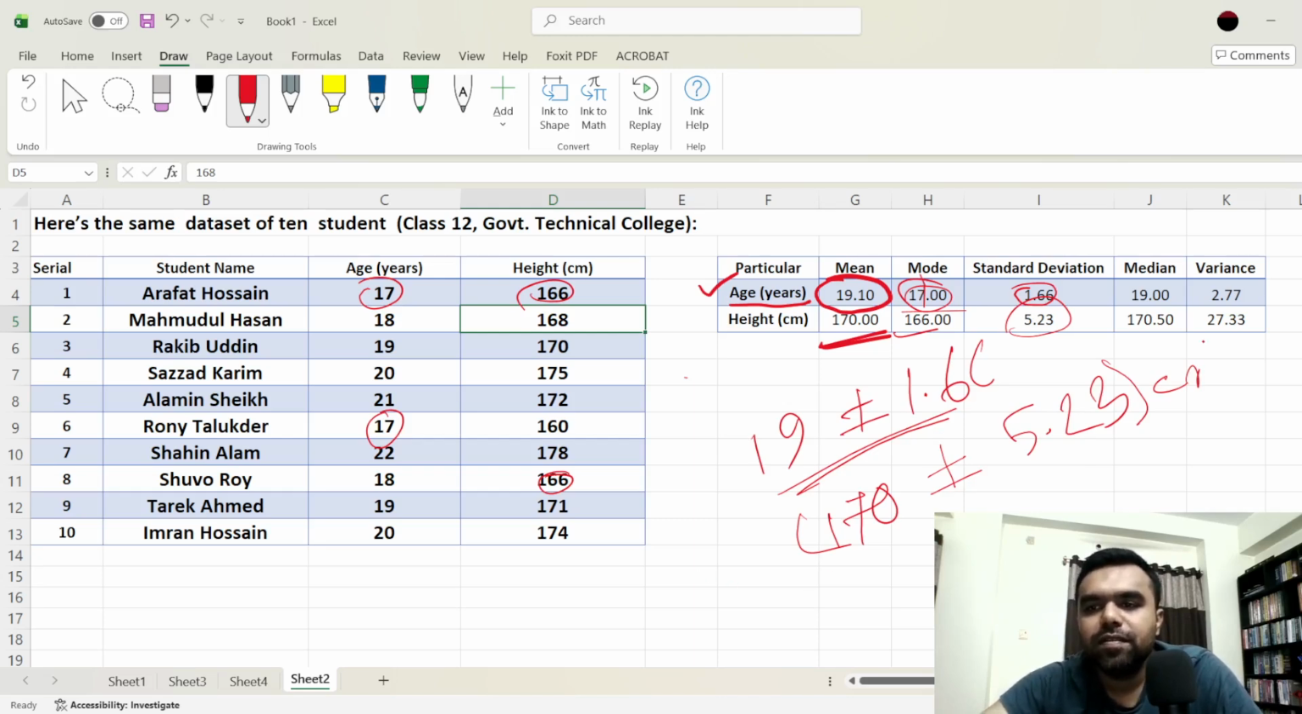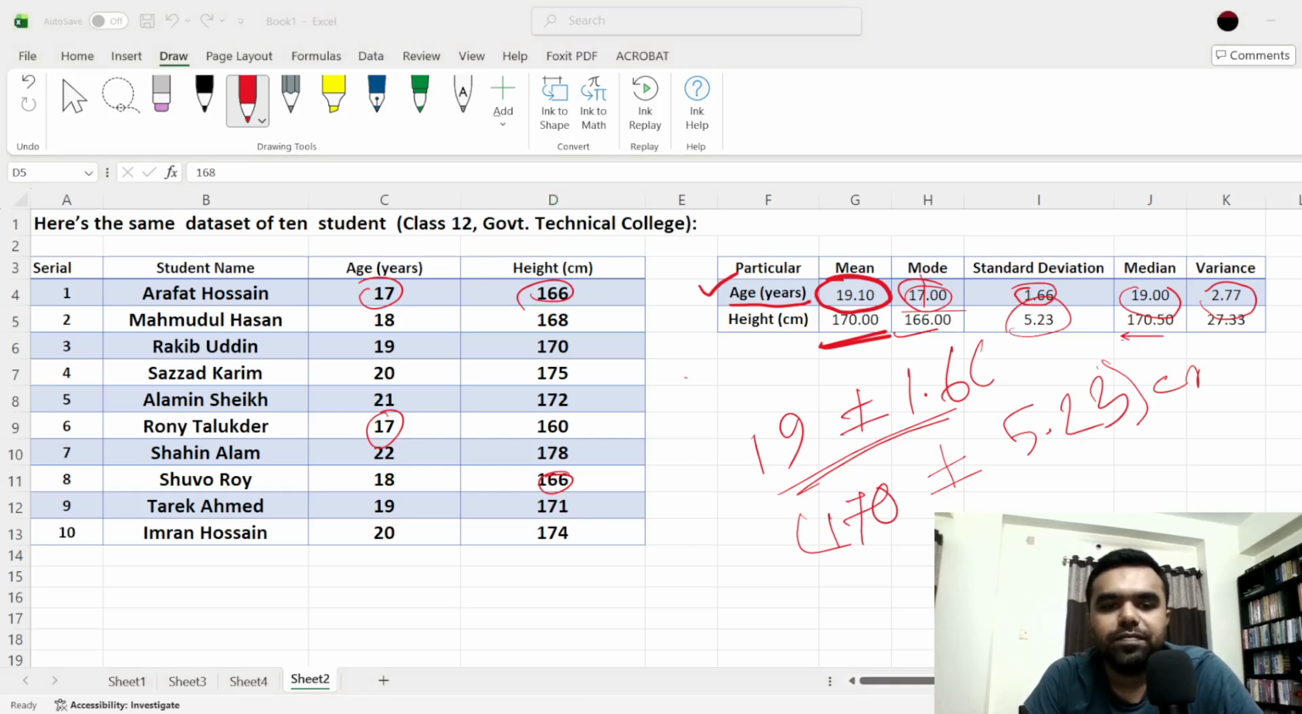Now we got the variance. The variance is 2.77. The median, the middle point, is also 17. It's similar to the average. The median of the height is 170.5 centimeter.